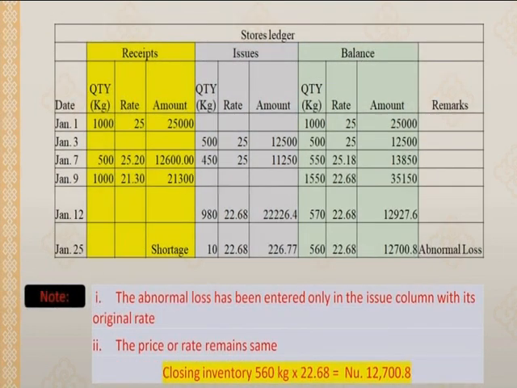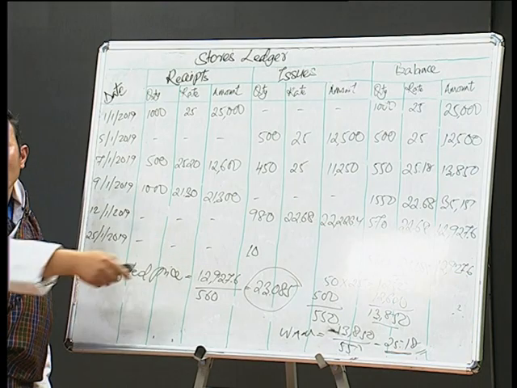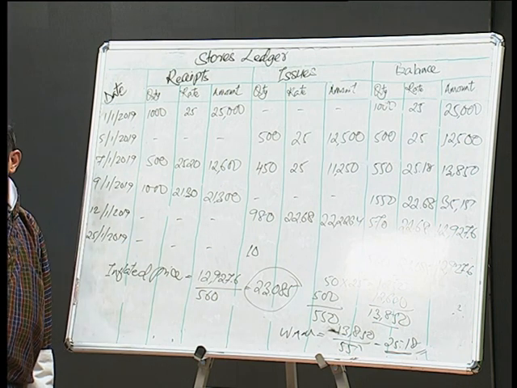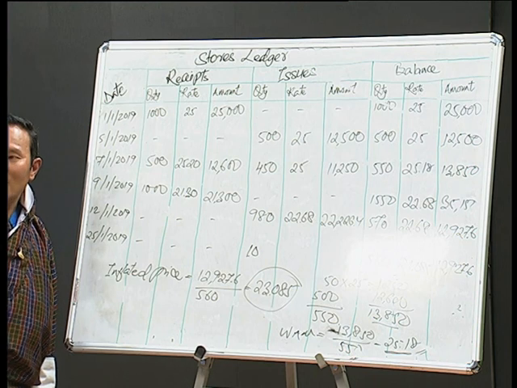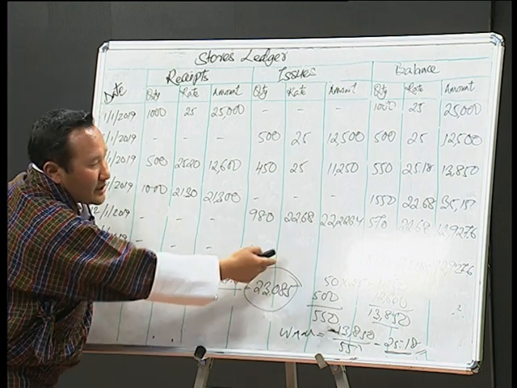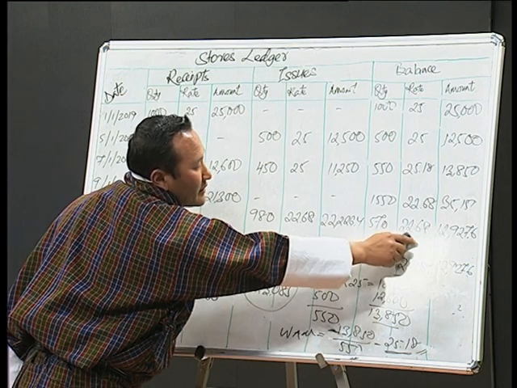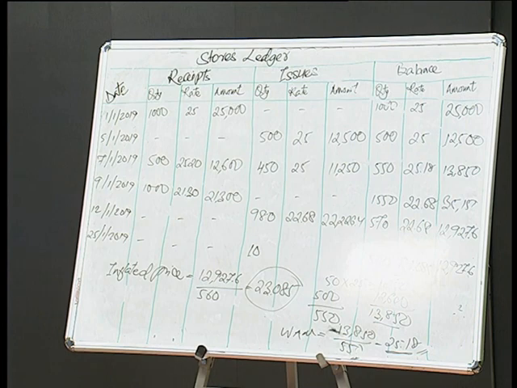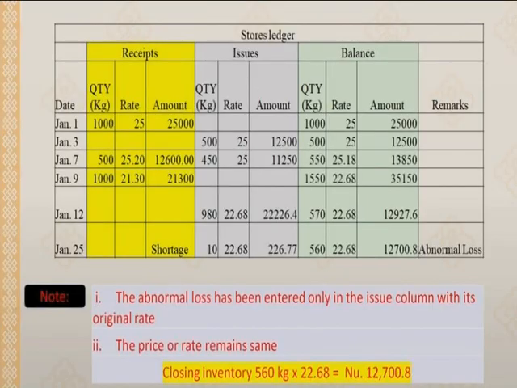Everything is the same, you can compare. So till here, in case of normal loss, it is simply shown in the quantity column of issues, whereas in case of abnormal loss, it has to be recorded at a normal price. So see the difference there: the shortage of 10 has to be shown in the issued column, and the rate will be recorded at the normal rate, which means 22.68. So this is how we record, and the value of the closing inventory may be different, all because we have considered the shortage as an abnormal loss over here.